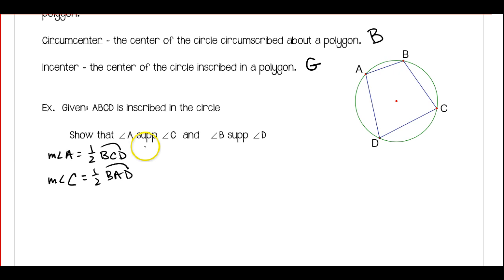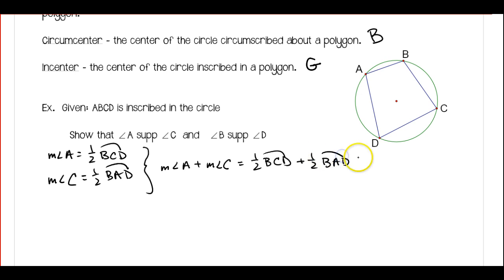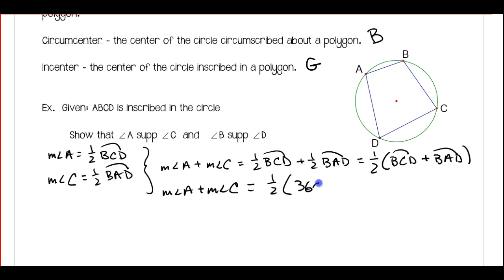If I add up these two angles, the measure of angle A plus the measure of angle C is equal to 1/2 arc BCD plus 1/2 arc BAD. I'm going to factor that 1/2 out, so I get 1/2 of (arc BCD plus arc BAD). If we look at arc BCD and arc BAD, you notice that if I put those two arcs together, they make the whole circle, so that's equal to 360. That means the measure of angle A plus the measure of angle C is going to be 1/2 of 360, because again, these two arcs together equal 360 degrees.